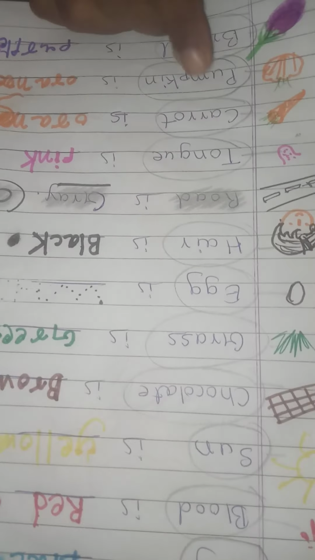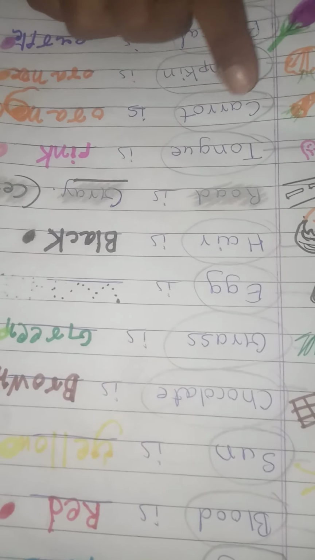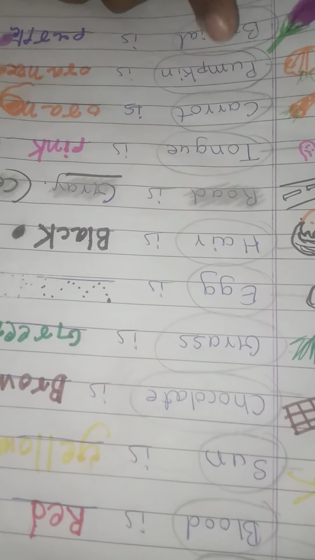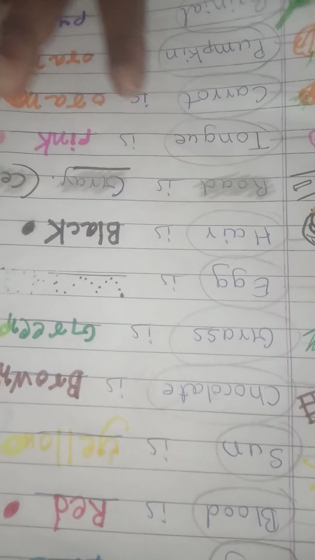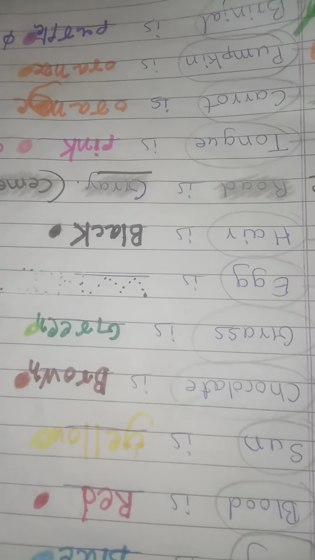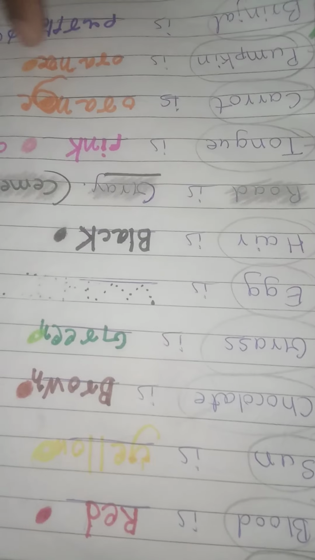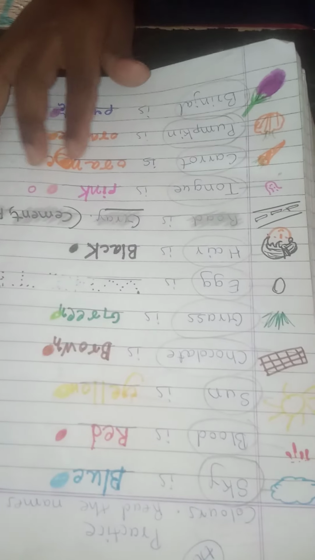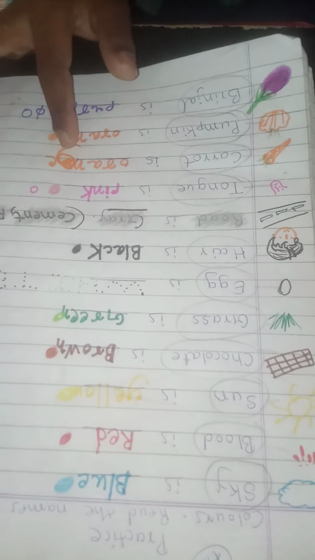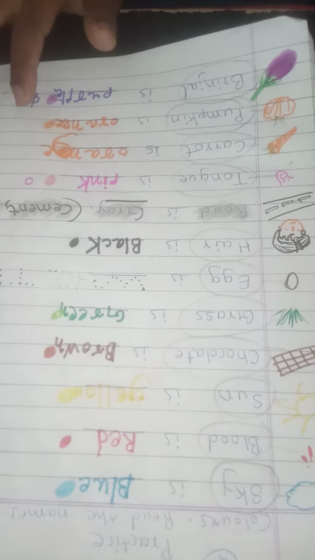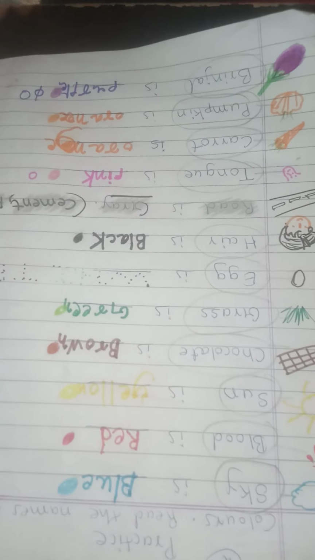Pink. C A R R O T. Carrot. Carrot is orange. What is the spelling of orange? O R A N G E. Orange. Make it fast. Okay.